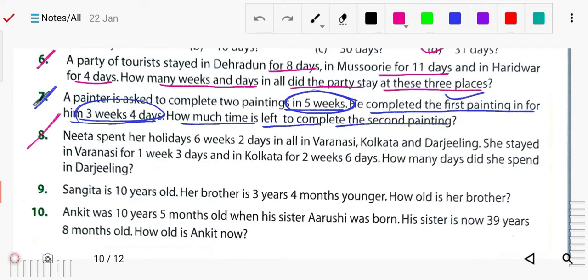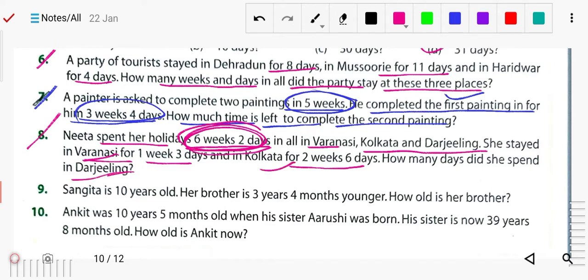Now let's see question number 8. Neeta spent her holiday of 6 weeks 2 days in Varanasi, Kolkata and Darjeeling. Okay, so altogether she stayed 6 weeks and 2 days. She stayed in Varanasi for 1 week and 3 days, and in Kolkata for 2 weeks and 6 days. So she stayed in 3 different places, altogether 6 weeks and 2 days, and Varanasi and Kolkata are given. You have to find how much time she stayed in Darjeeling.